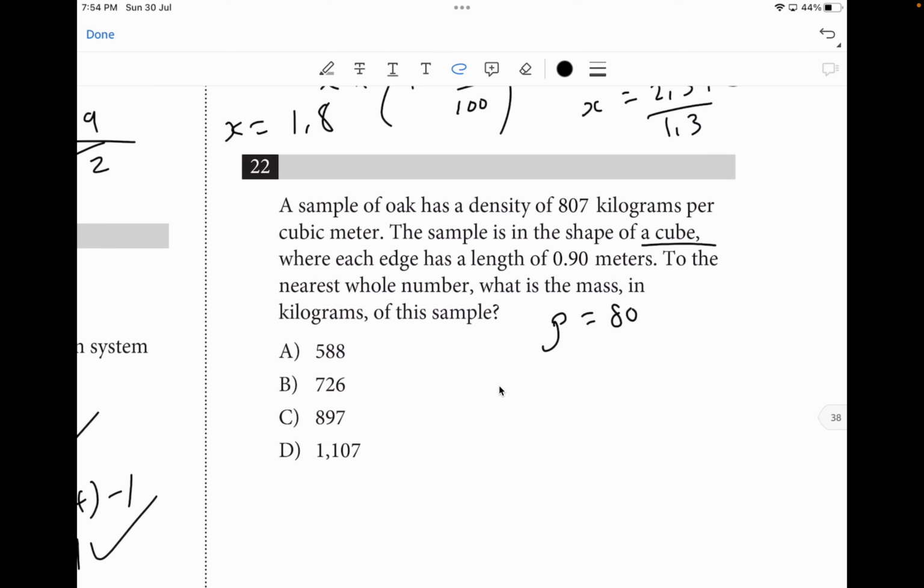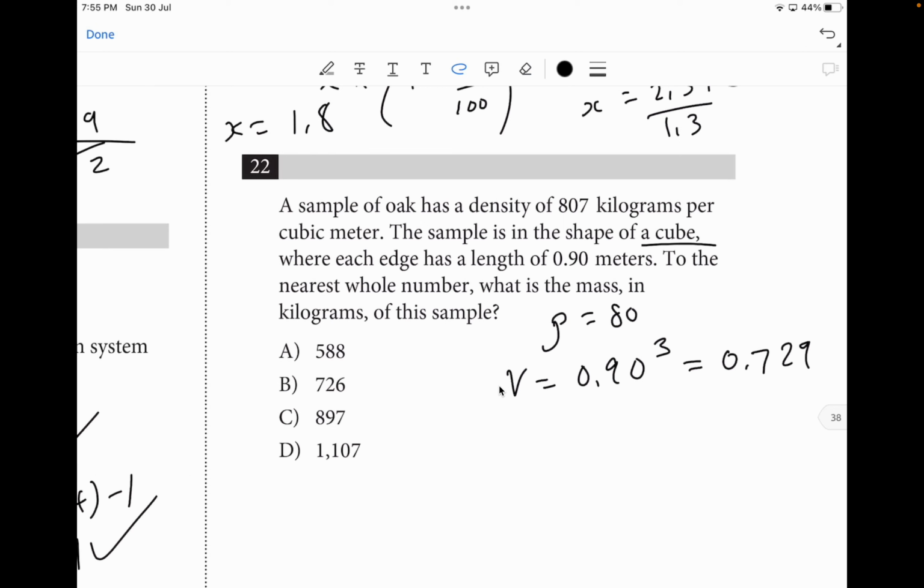So we have to know the volume of the sample. The volume of the sample is going to be 0.90 meters raised to the power of 3. Since it's in the shape of a cube, this is how we find the volume of the sample. So the volume of the sample is 0.729. We are also given that the sample has a density of 807 kilograms per 1 cubic meter.